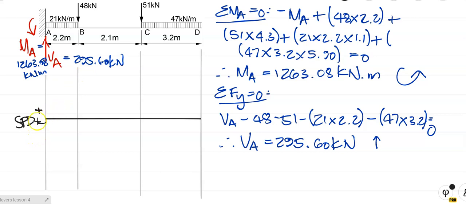That's my zero line. Okay, so what's the shear force at A? It's 295.60, so to some good scale, 295.60. And it's plus. I'm going to pick up my calculator: 295.60 minus 21 times 2.2, and I get 249.40, and because it's a UDL, it's a straight inclined line down to B.